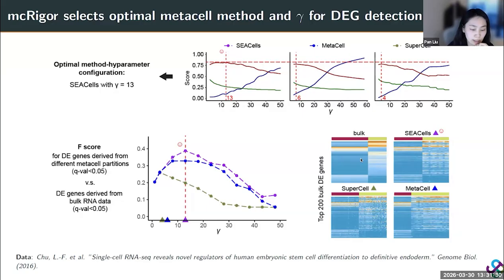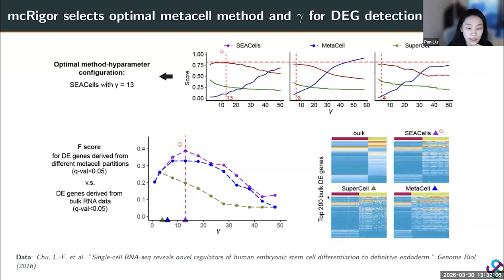This DE gene detection is actually one of the most important tasks in single-cell data analysis. It mainly aims to find genes that have different expression levels between two cell types or two different conditions, so that these genes could be of more interest in further analysis. Here we use the single-cell RNA sequencing data with paired bulk RNA-seq data. Since the bulk data are obtained from a lower throughput technology of less measurement error, we usually believe the DE genes detected from the bulk data are more reliable.